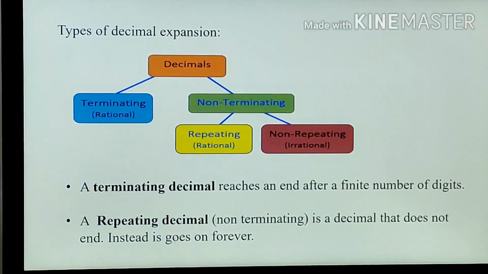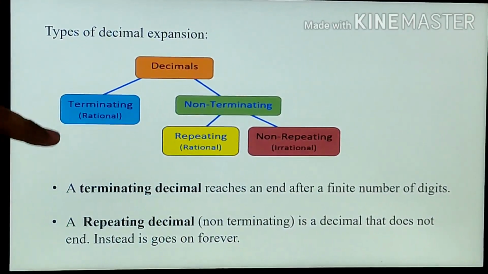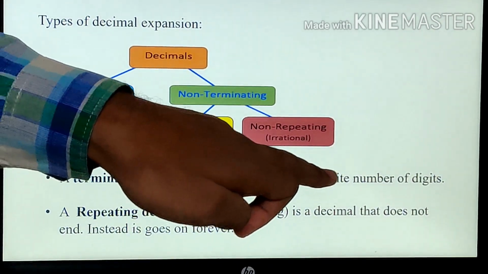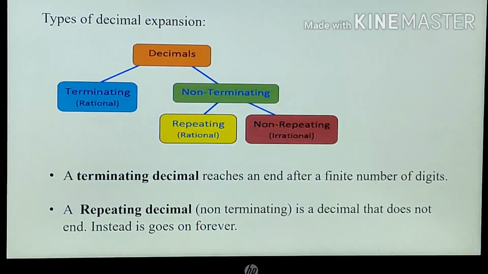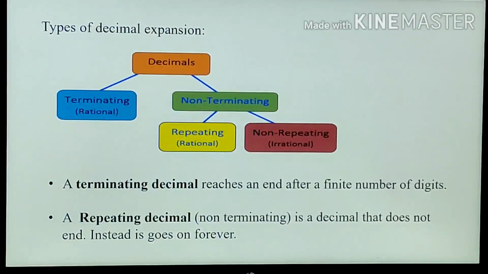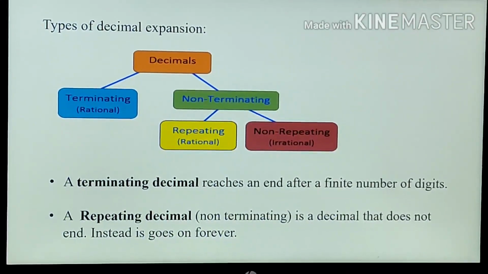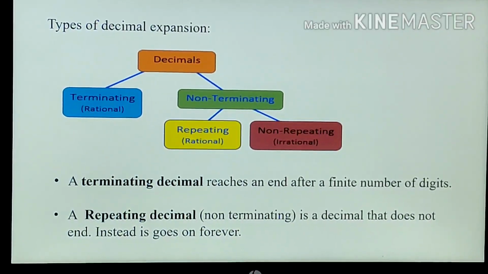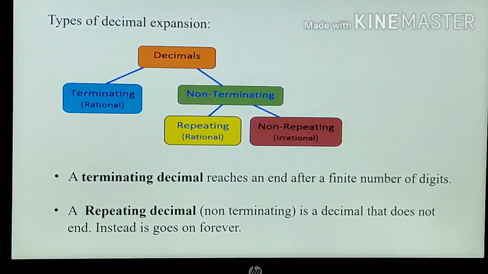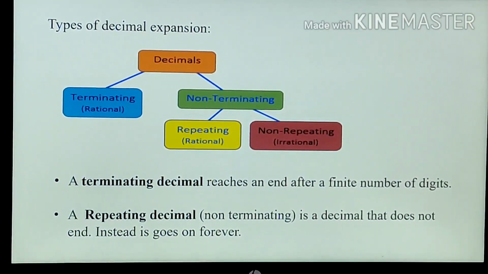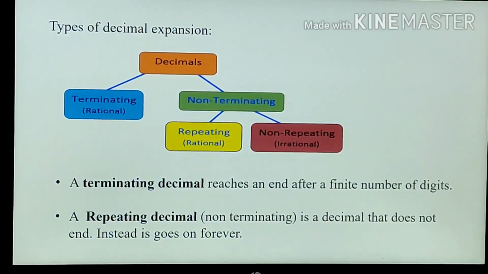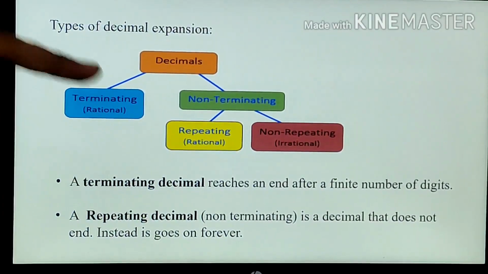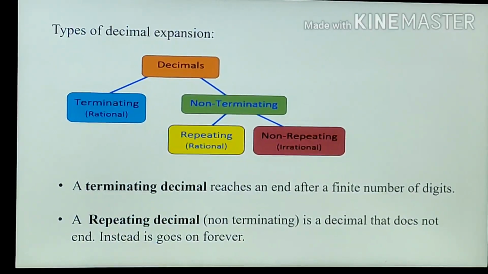So what is terminating decimal expansion? A terminating decimal expansion reaches an end after a finite number of digits. Suppose 1.25. It is a terminating decimal expansion because after 1.25 it stops. Terminates means it ends. So this is known as terminating decimal expansion.